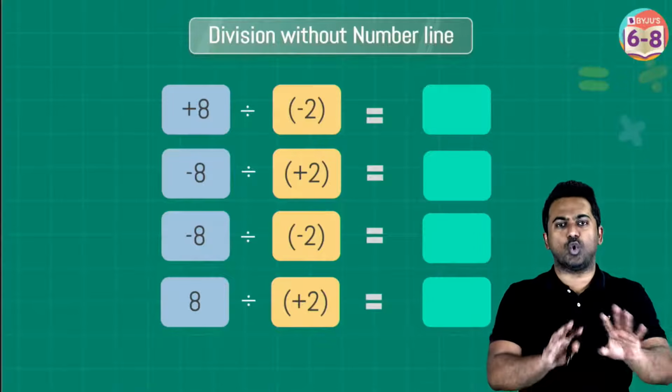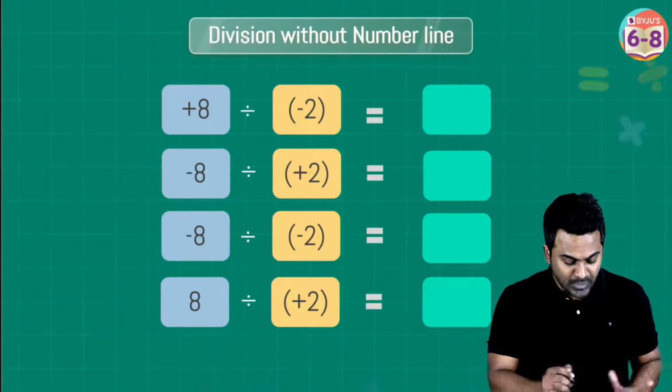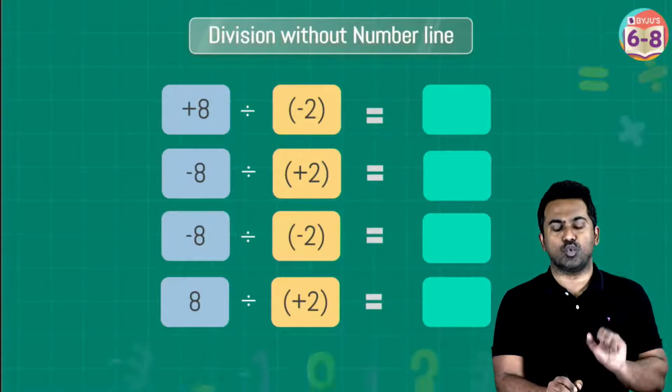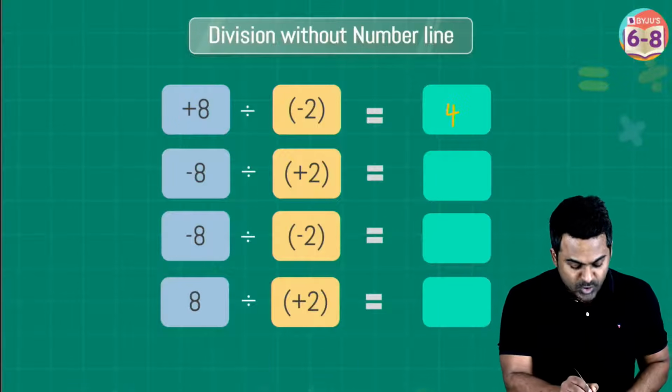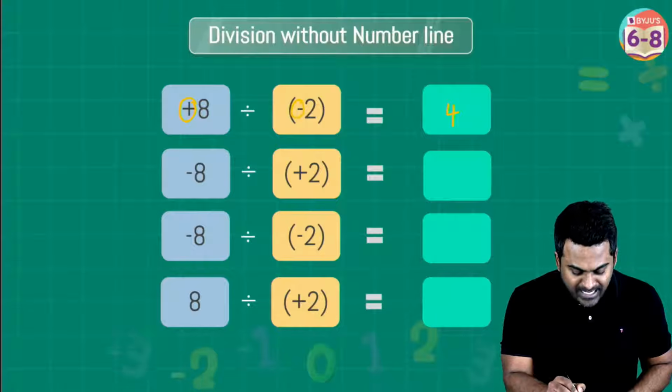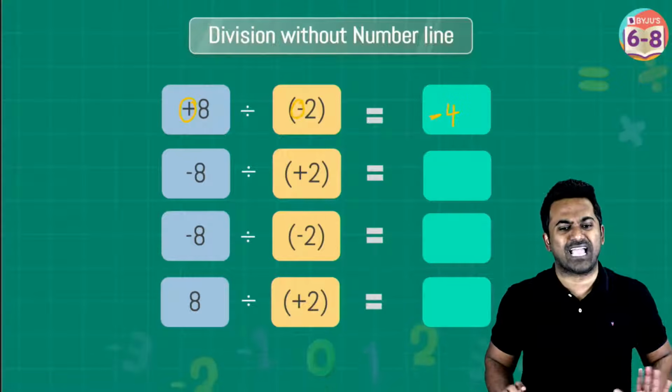So look, again, don't worry about the sign first. Just take care of the division. So 8, when I divide by 2, how much do I get? 4. I've written 4. Now check out the signs. So positive divided by negative. Different signs. That's it. Just put the negative sign. As simple as that.